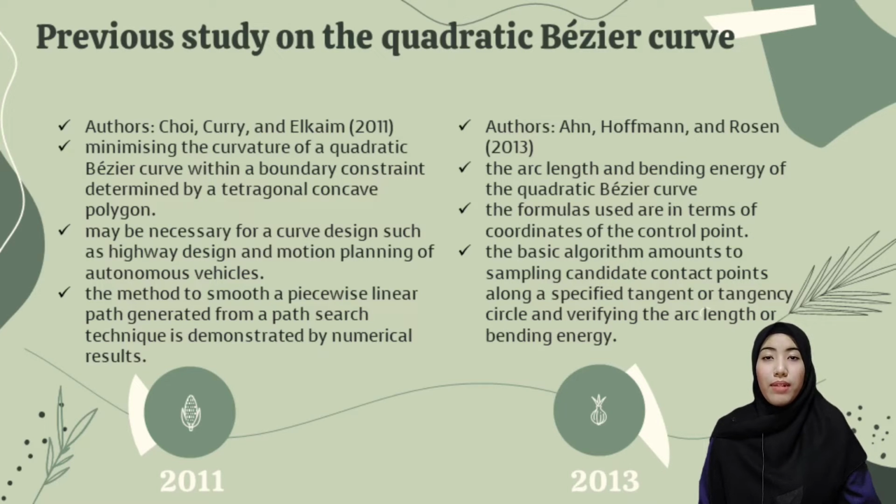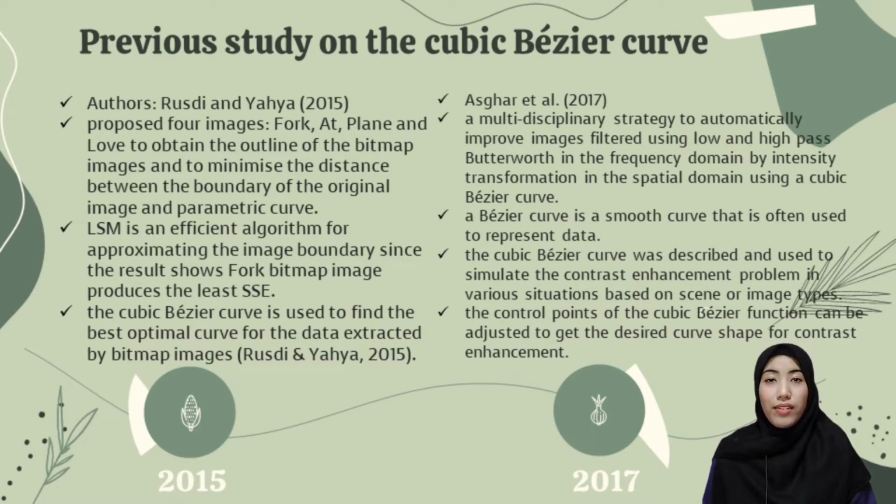The basic algorithm amounts to sampling candidate contact points along a specified tangent or tangency circle and verifying the arc length or bending energy. Last but not least, the previous study on the cubic Bezier curve.